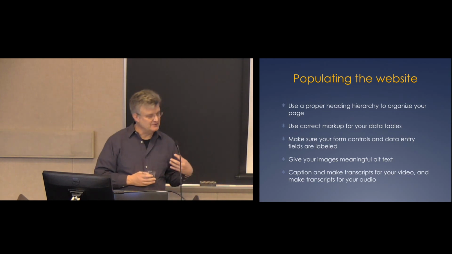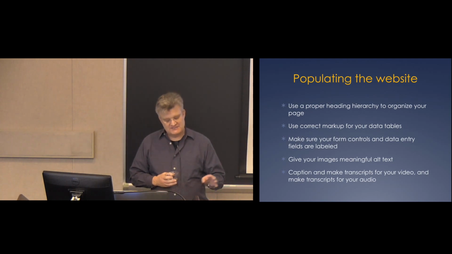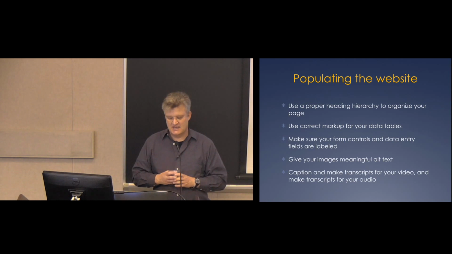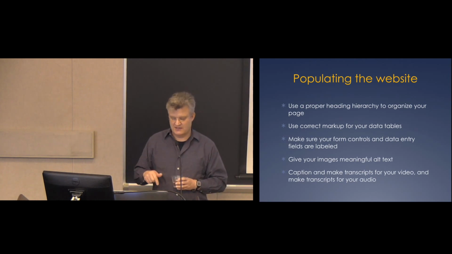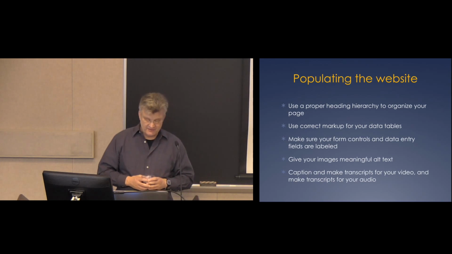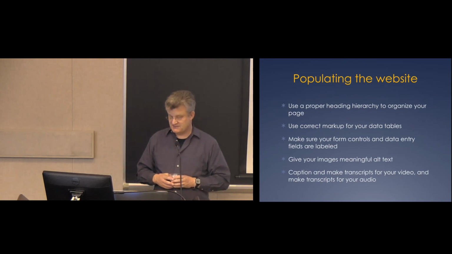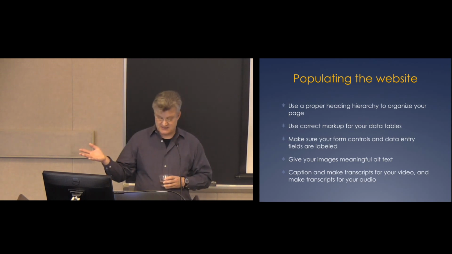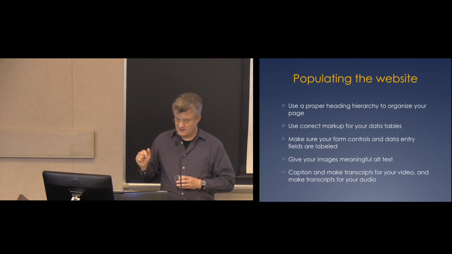But when you make a table correctly, if someone is visually impaired using a screen reader, no matter where they are in that table, they should be able to associate the column and row headings to pinpoint what the context is for that data point in the table. Another thing when the pages are populated is to make sure the form controls and data entry fields are labeled. Again, that would be the responsibility of your webmaster.